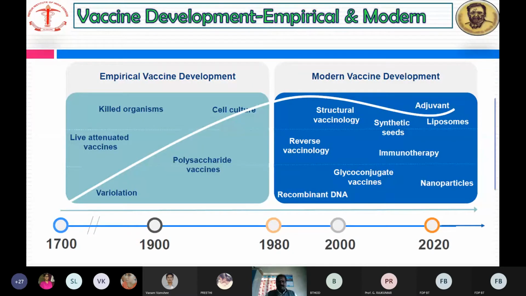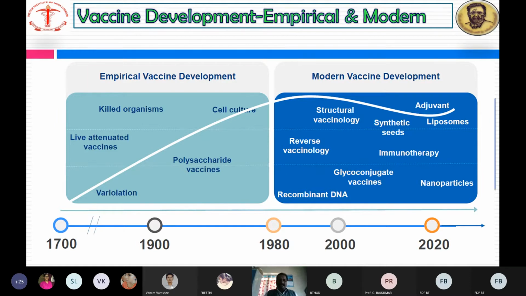Here you can get some good information about vaccine development, either empirical vaccine development or modern vaccine development. Empirical means from 1702 until around the 1980s. Here you have different kinds of vaccine: the variolation vaccine, that is the smallpox vaccine, live attenuated vaccine, killed organism vaccine, and polysaccharide vaccine. Next is the cell culture based vaccine: rota vaccine, rabies vaccine, polio vaccine, JE vaccine.